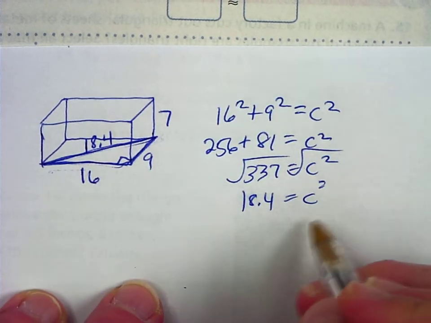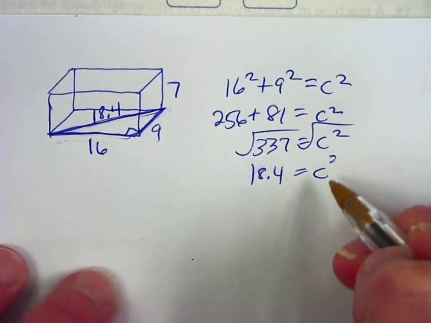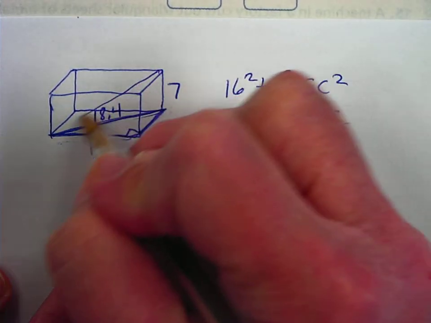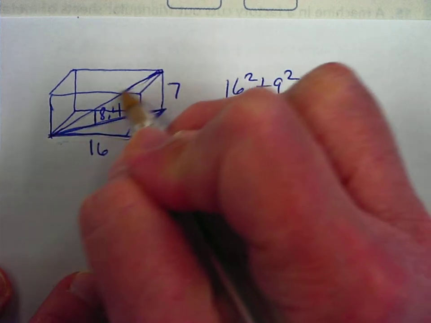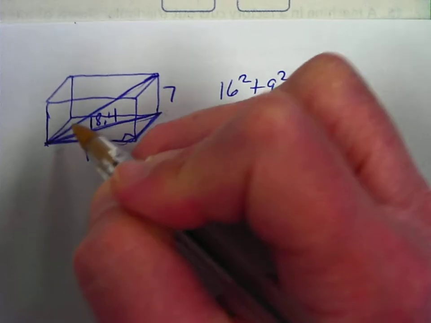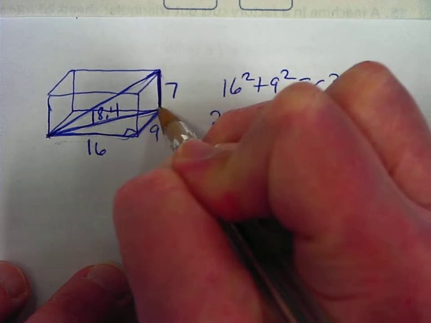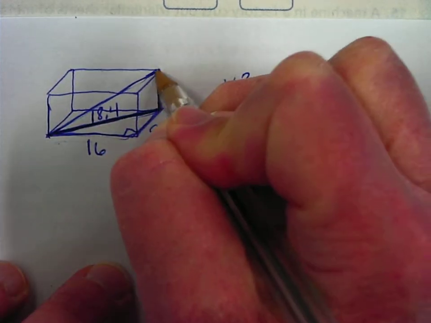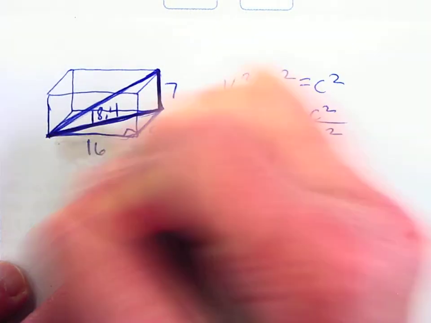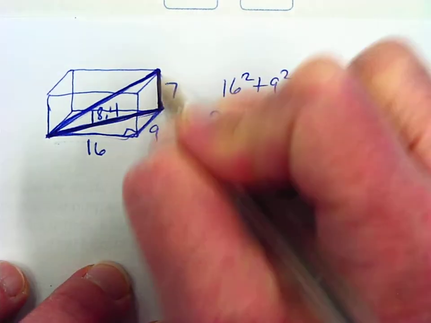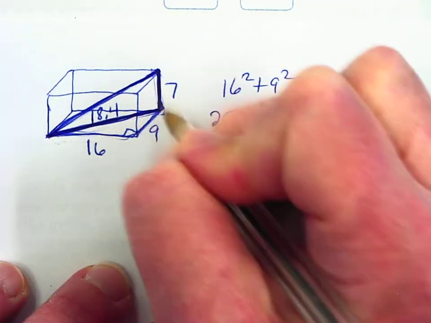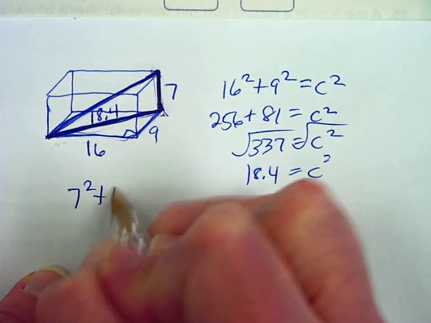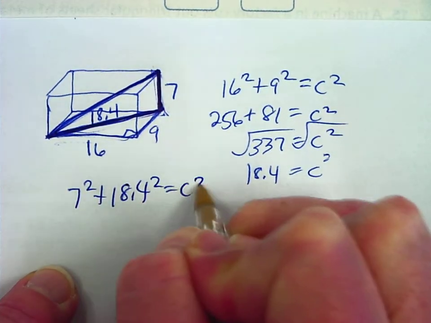That's the bottom diagonal. Okay, so now folks, part 2 is I'm going to find the diagonal from the very top corner through the center to the bottom corner. And that means now I'm going to use the side I just found as a leg and then my height as a leg to find that diagonal. Now I'm looking at this triangle inside. So 7 and 18.4 become my new legs. So 7 squared plus 18.4 squared equals c squared.